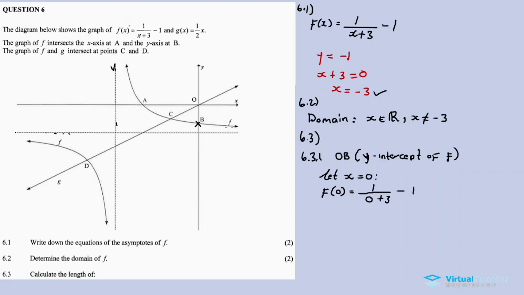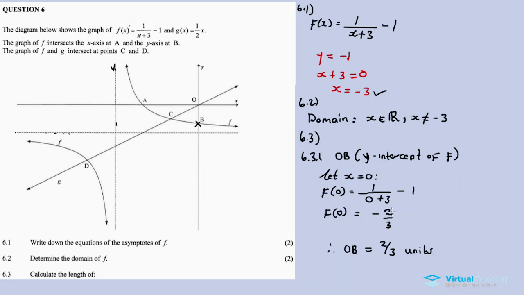So therefore in this equation I substitute 0, then I get 1 over x plus 3 minus 1, and then I punch it in the calculator, or just by calculating 3 times -1, it's -3, 1 minus -3, that's -2. So f of 0 is equal to -2 over 3, or y is equal to -3. Therefore it means that our OB is equal to 2 over 3.